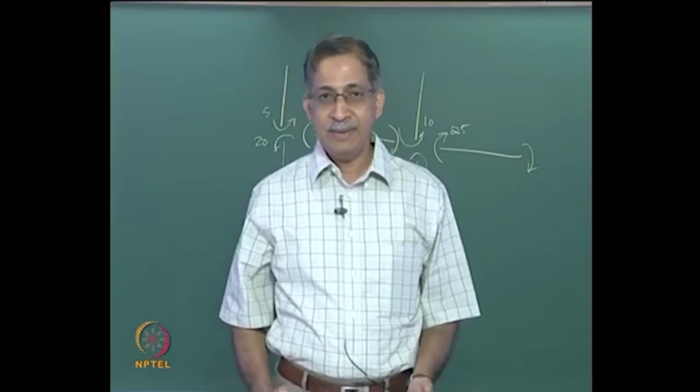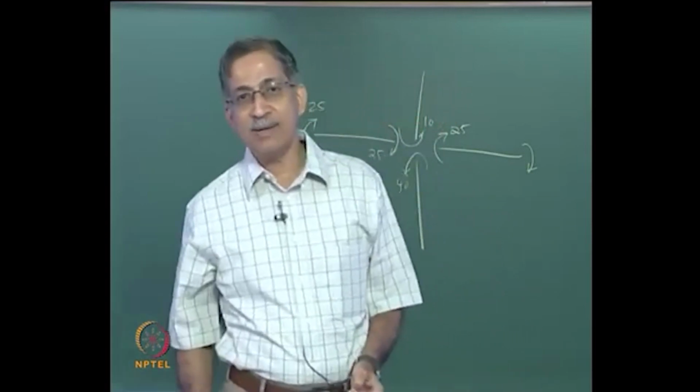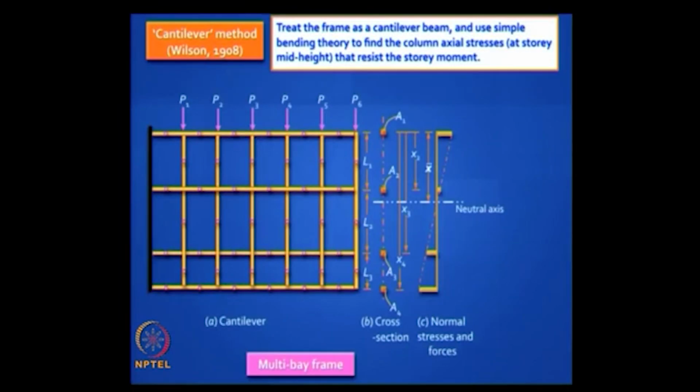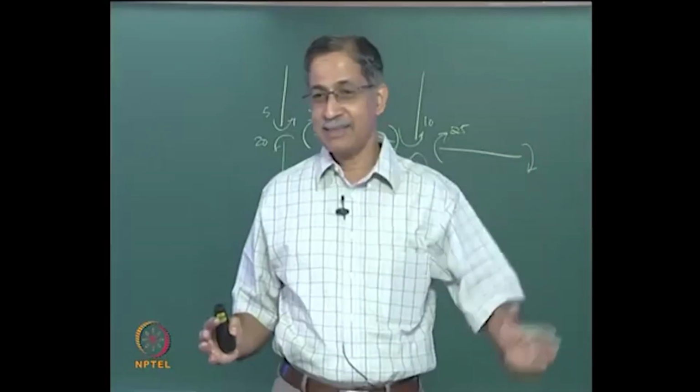In the cantilever method, which is a little more difficult, Wilson came up with the suggestion that you treat the frame as a cantilever beam. That means the whole building is treated as a cantilever beam, and you use simple bending theory to find the column axial stresses at story mid height that resists the story moment. So for convenience, let me rotate that frame by 90 degrees because we are more comfortable looking at cantilevers which are horizontal, right. So I have rotated the whole building 90 degrees in my mind and fixed the left end.